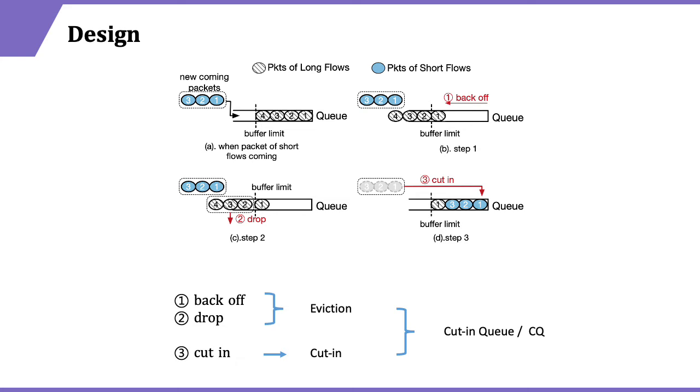Recalling the example above, we demonstrate the advantage of the new scheme using the same settings. When the packets of short flows come to the switch, in step 1 and step 2, CQ backs off and drops the packets of long flows. Then in step 3, packets from short flows can cut in at the head of the queue, successfully avoiding being dropped and reducing their average queuing delay to 2. Nonetheless, packets from long flows can still utilize all the buffer when short flows turn to off periods.